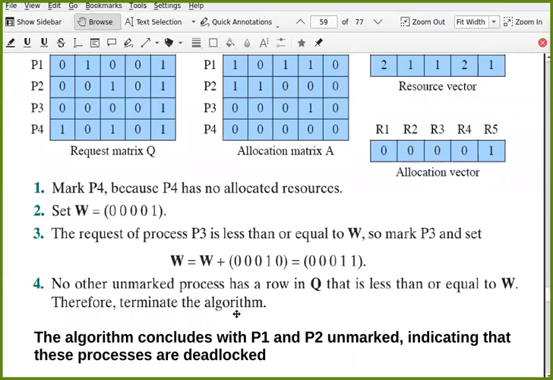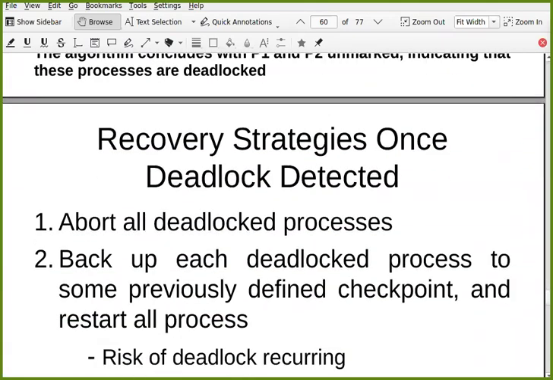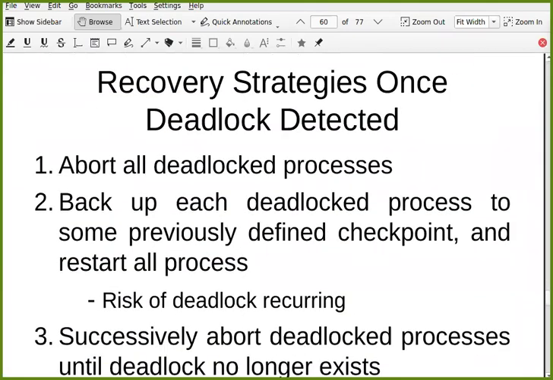And after terminating the algorithm, you can conclude that P1 and P2 are still unmarked, indicating that these processes are deadlocked. So after the algorithm terminates, you can see that P1 and P2 are still unmarked, which means these are the deadlocked processes. So this is what deadlock detection is all about. But how does it help? Just by finding that there is a deadlock in the system and which processes are part of the deadlock, how is it going to help us?